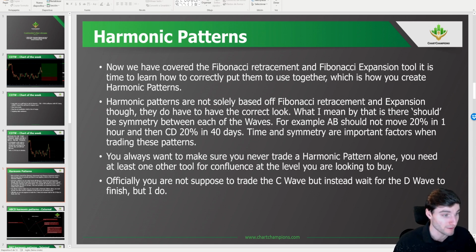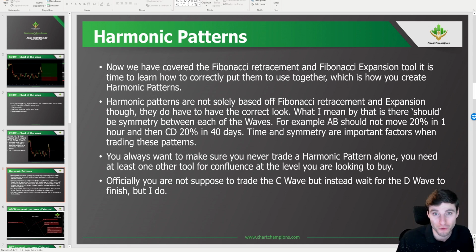One always wants to make sure that you never trade a harmonic pattern alone. You need to have at least one other tool for confluence at the level where you are looking to buy. And this fits in naturally with all the Fibonacci tools that I've taught you so far. Just because you go from high to low and hit, for example, that 618, you do want to see another factor of confluence. So you don't just take trades on one Fibonacci on its own.